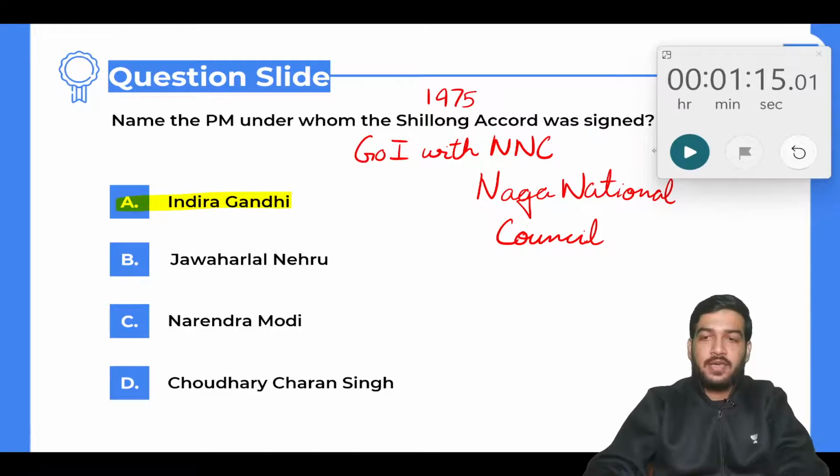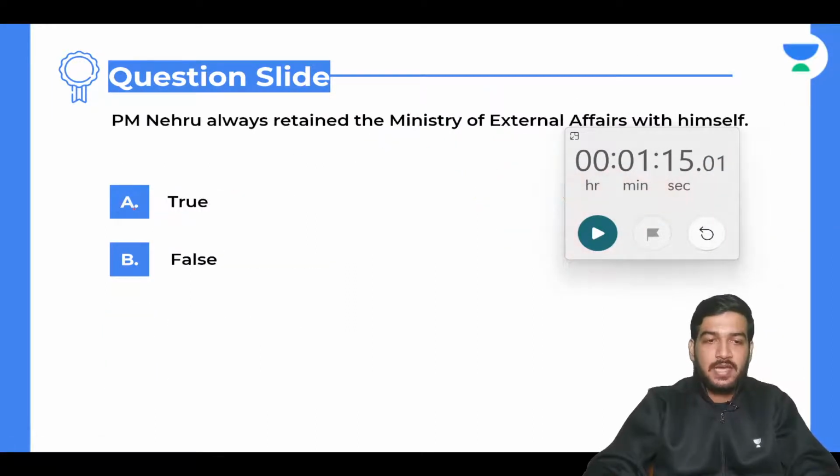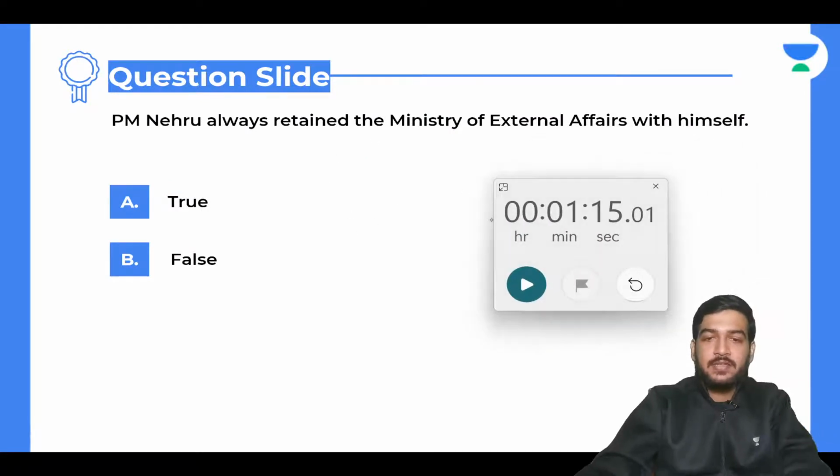(1975) Indira Gandhi, she was at the helm, this was signed. Now next question. Prime Minister Nehru always retained the Ministry of External Affairs with himself. True or false?